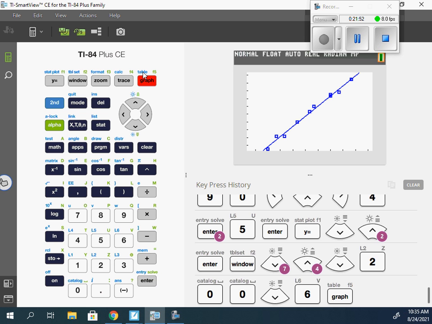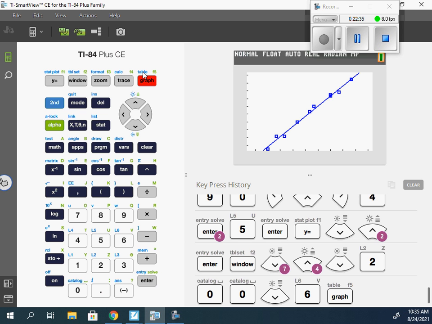So the line's pretty close to all those points. Now, if you typed all that in, did you get the line? At least the line, not the points, just the line? No? Alpha trace. Yep, because it lost it. What do I do now?